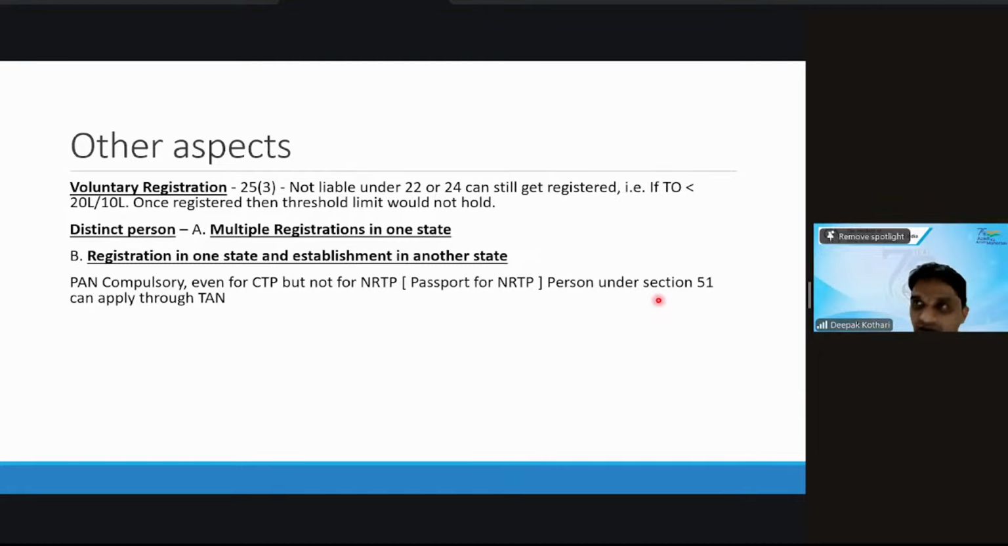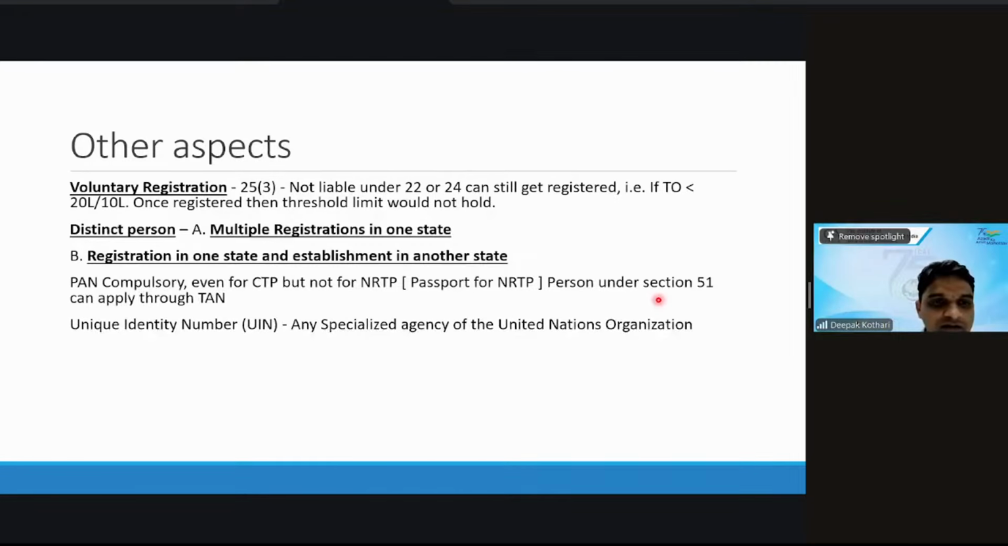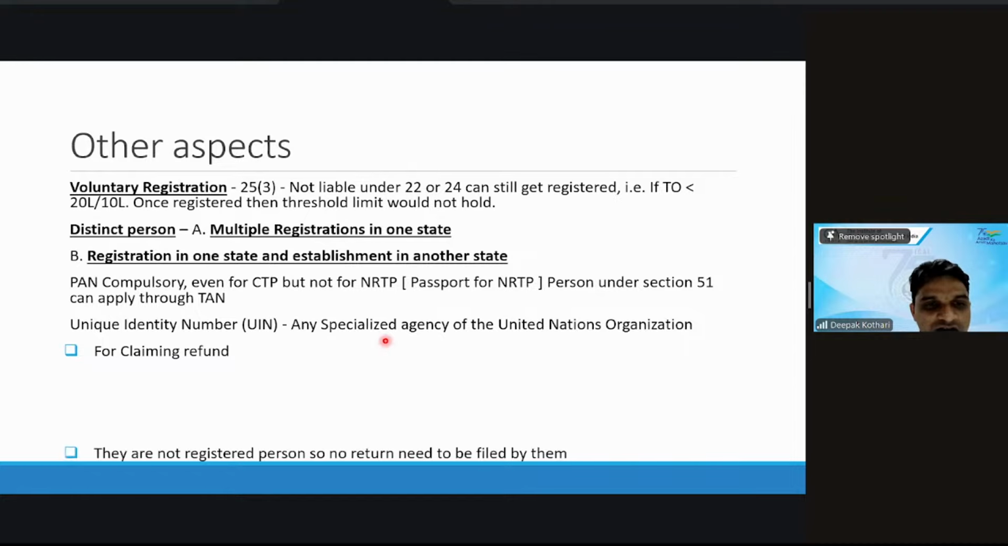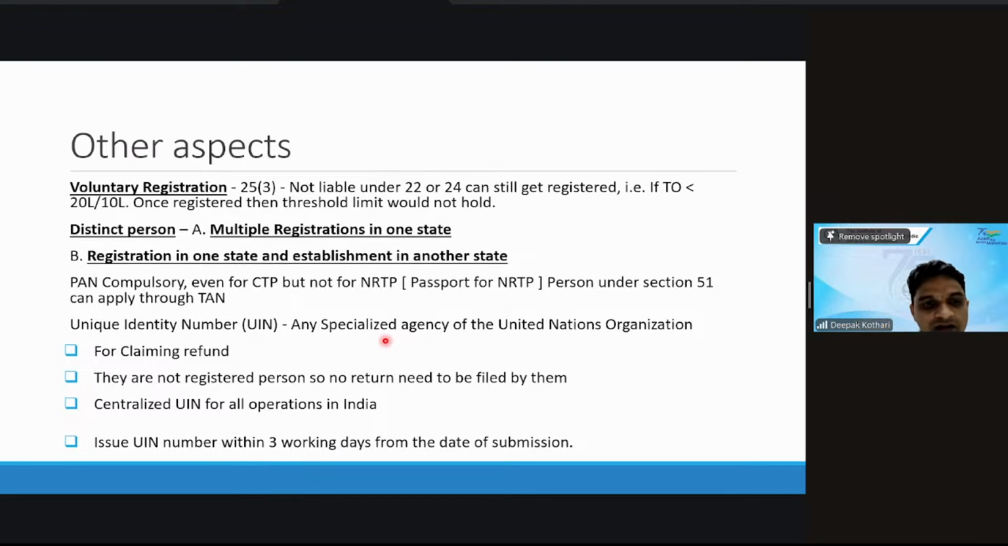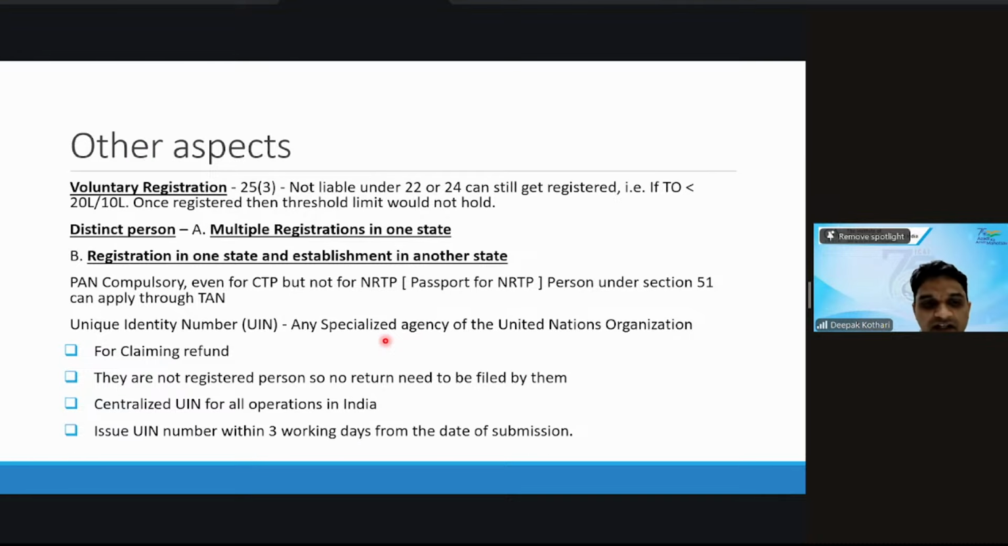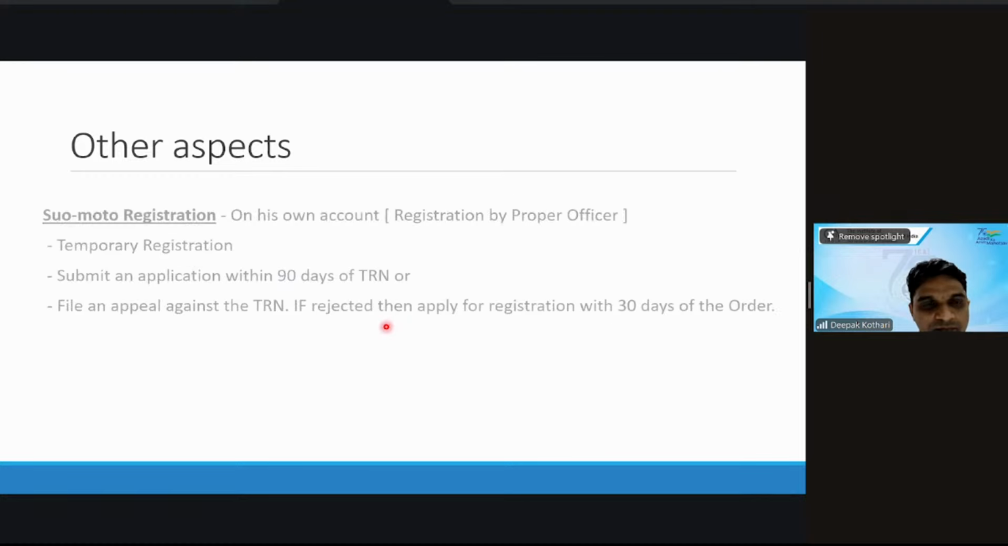A person under section 51, that is, a person who wants to deduct TDS, need not have a PAN. He can have a TAN number; that also is sufficient. Unique identification number, UIN, is for specialized agencies of the United Nations claiming refund. They are not registered persons, so no return will be filed. They will get a centralized UIN. It will be issued within 3 working days, special treatment for them, and they can claim refund of whatever taxes have been charged to them.